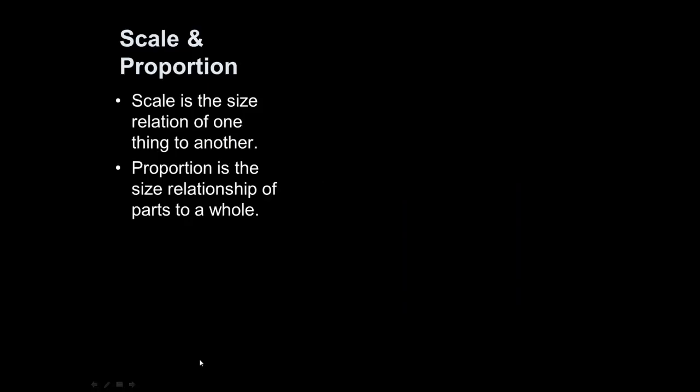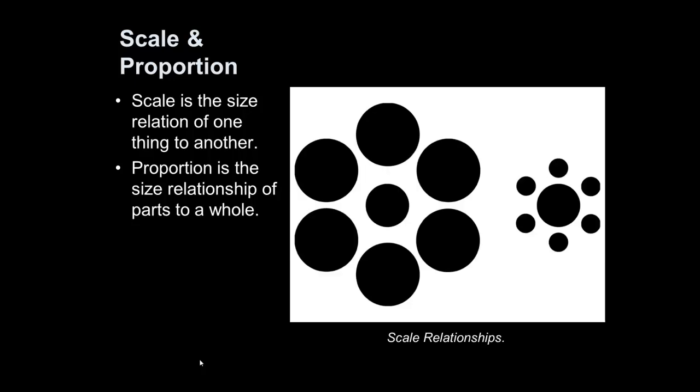The last element we will talk about is scale and proportion. Scale is size in relation to one thing to another, and proportion is the size relationship to parts of a whole. And so in this diagram here, you can see how scale and proportion changes. This circle in the center of these flower-like figures stays the exact same size, but on the left it becomes smaller because the circles around it are bigger, and on the right it's vice versa, it becomes larger because the circles around it become smaller.